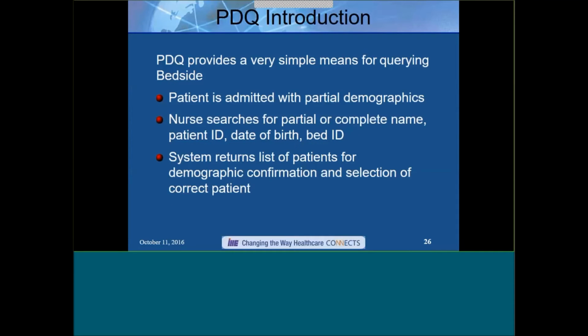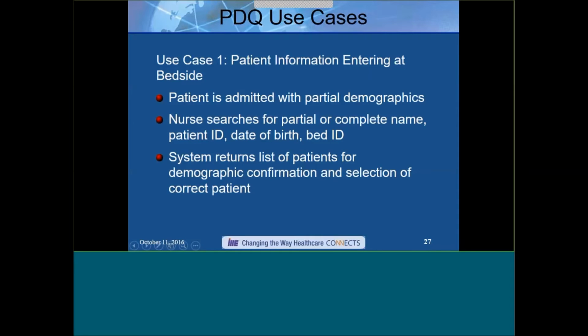Here's a use case related to patient information entering at bedside. A patient is admitted with partial demographics. A nurse gets to the patient and searches for those partial demographics. It could be a complete or incomplete name, an ID or a date of birth, whatever it is. The system returns a list of patients, and the nurse, maybe even interacting with the patient, figures out exactly which patient it is and picks them from the list.